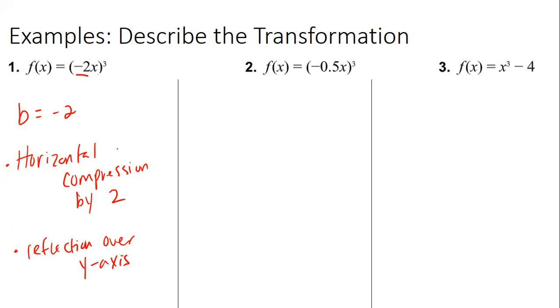So the B is going to change your X's, from being positive or negative, depending on where it's located. If it's inside with the X, that's a B. If it's on the outside of the parentheses, it's an A. So right here, this is inside, but if there was a number on the outside.